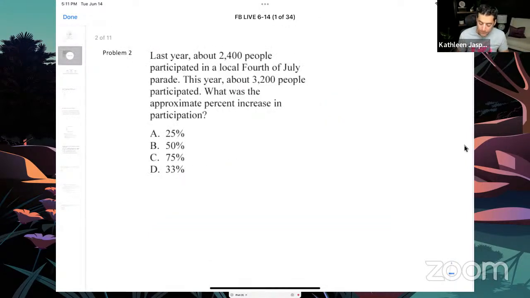Next problem. It says last year, about 2,400 people participated in a local 4th of July parade. This year, about 3,200 people participated. What was the approximate percent increase in participation? All right. Percent increase. So I'm just going to tell you how to do these problems. There's a formula for this, and some people get confused by the formula. So I'm just going to show you what you need to do. All you need to do is this. You take the difference.